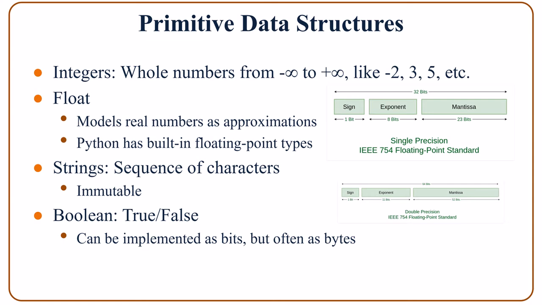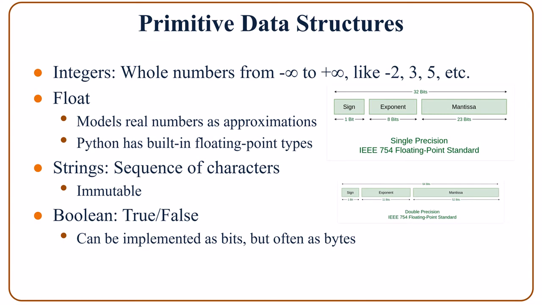In Python, float models real numbers as approximations, and it uses the single precision floating point standard with 32 bits, in which 23 bits are used for the fraction, 8 bits are used for the exponent, and 1 bit is used for the sign. Double precision floating point standard can be used as well via the NumPy library.